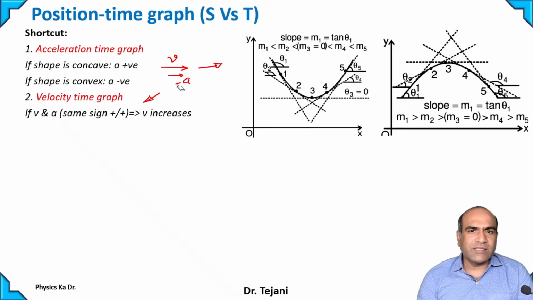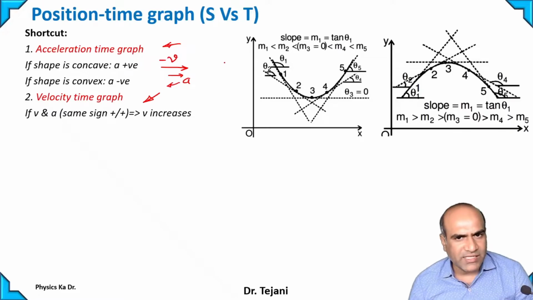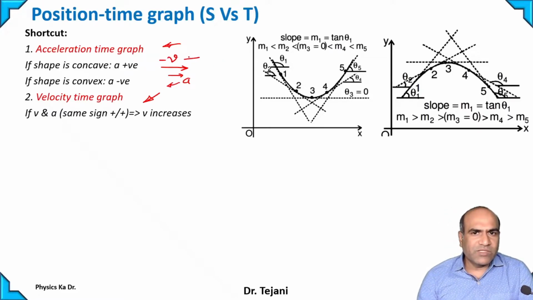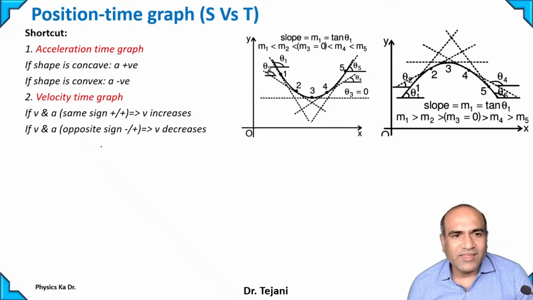If velocity is in the negative direction, and acceleration is also in the negative direction, that means both are supporting in the negative direction, accelerating velocity in the negative direction. That means there is an increase of velocity in the negative direction. So that is the case.